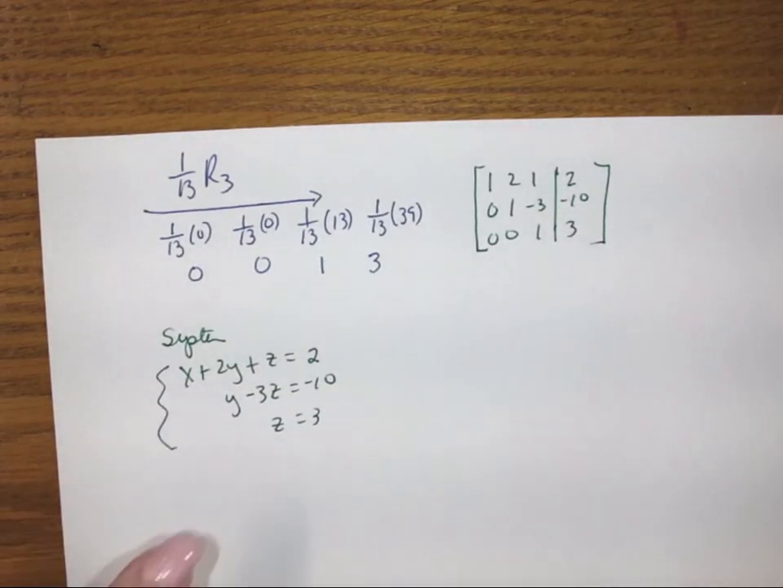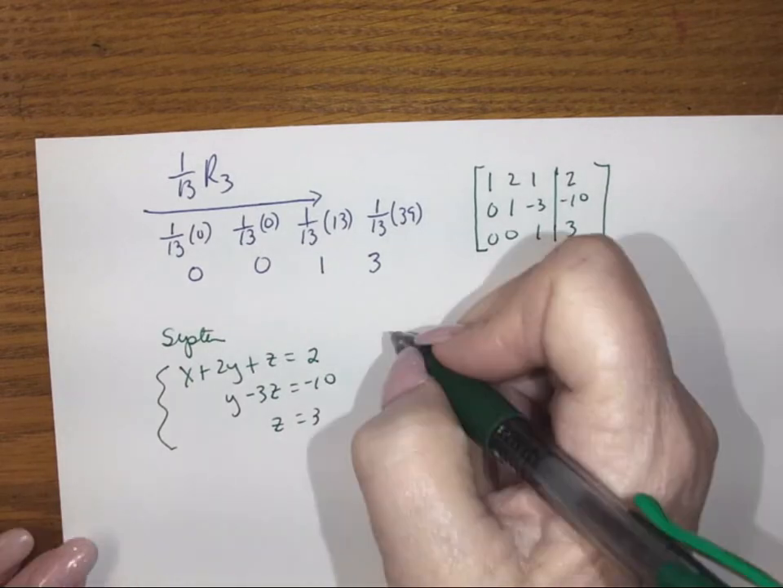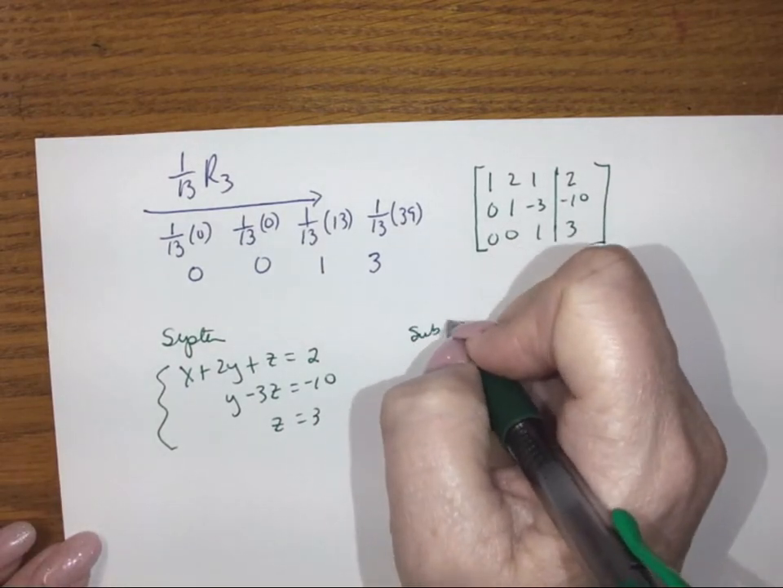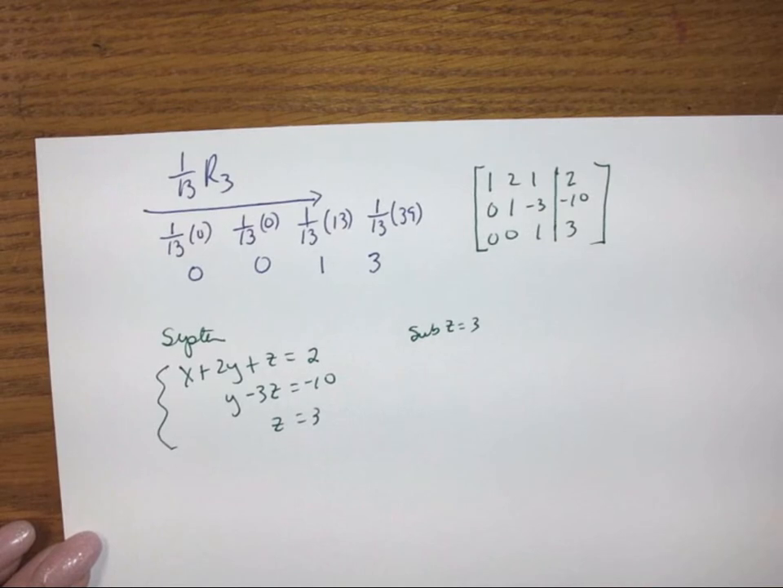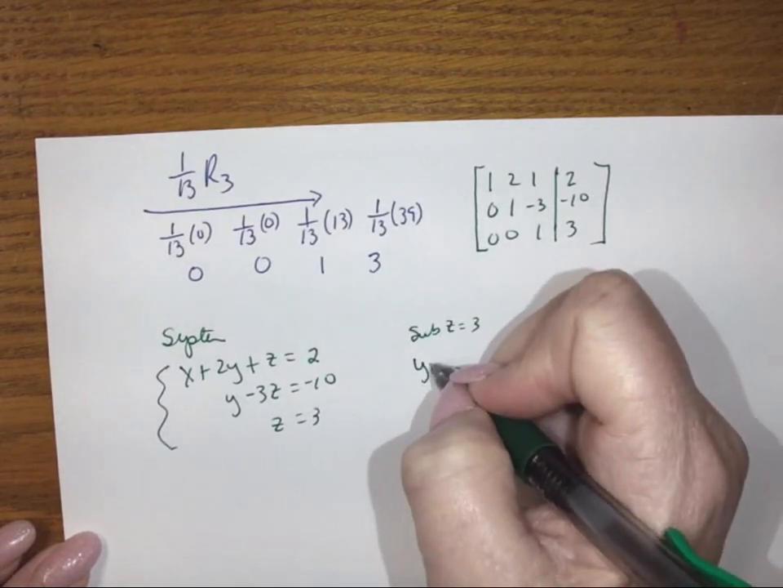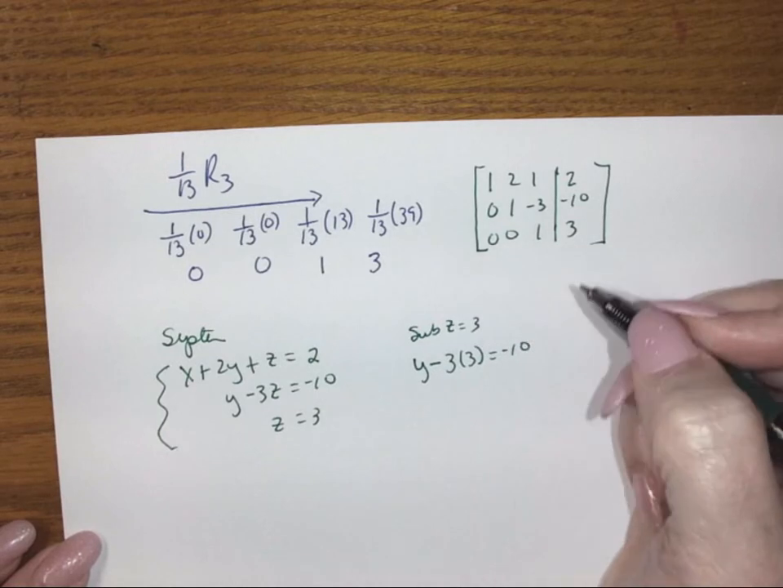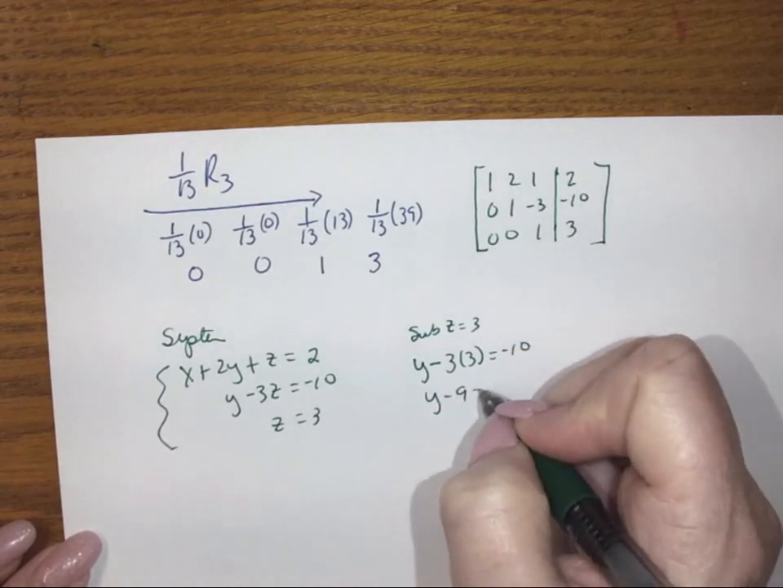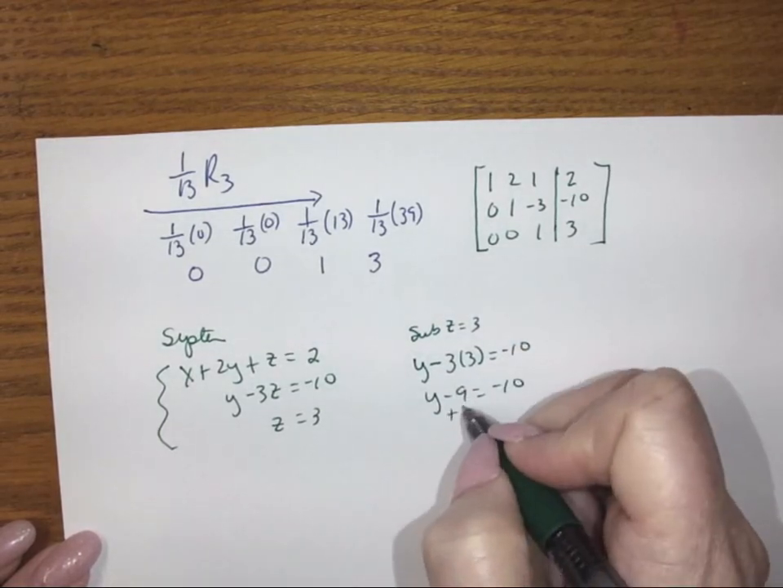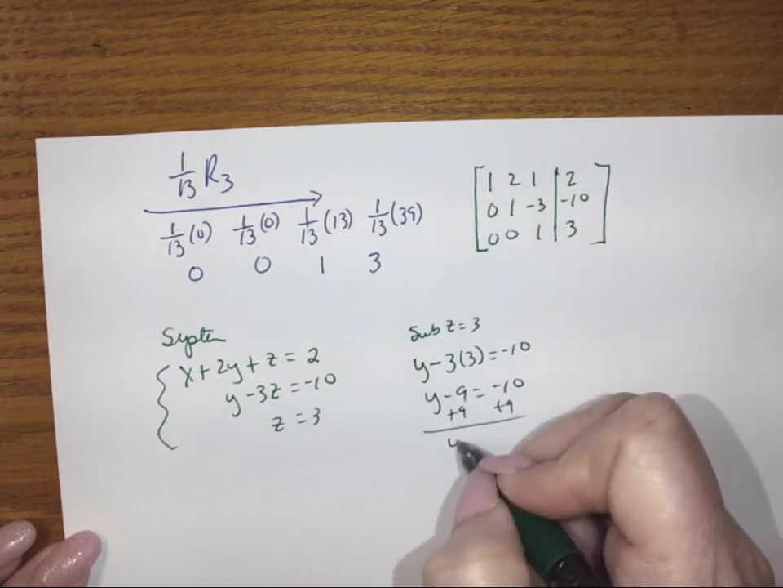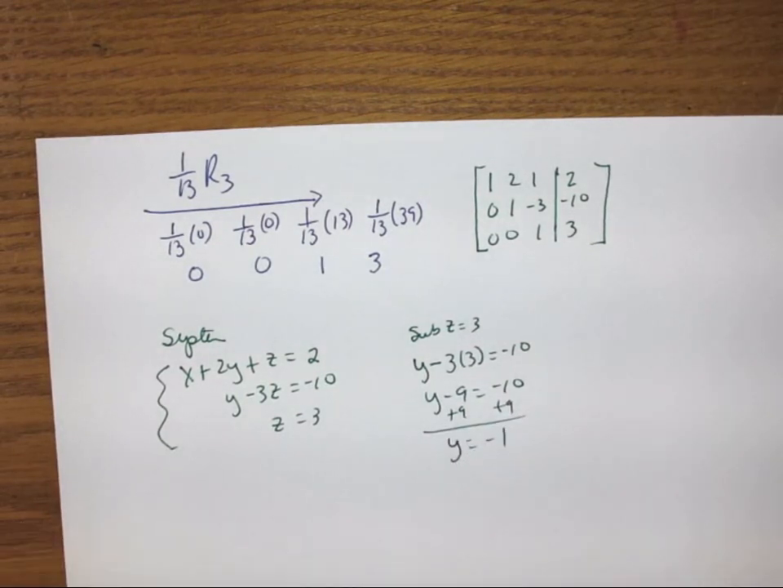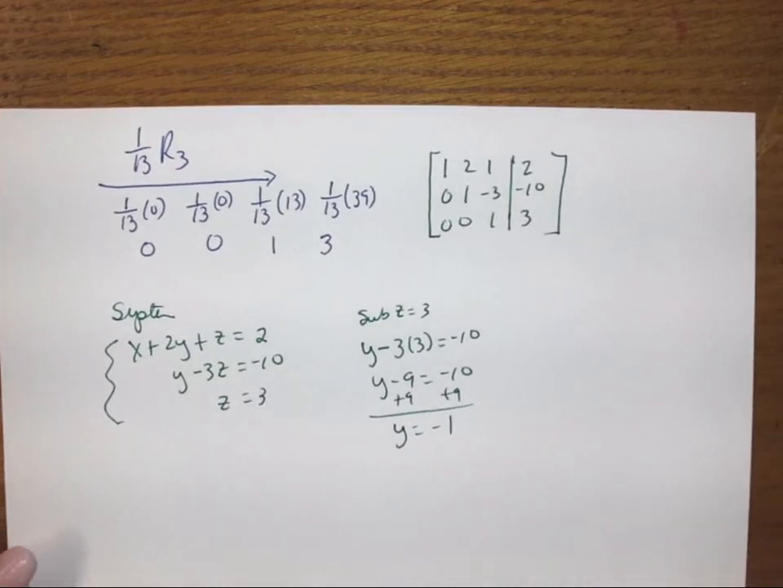We now know the value of z, so let's sub in z is equal to 3. So we'll have y minus 3 times 3 equals negative 10. So y minus 9 equals negative 10. We'll add the 9 over. We get y is equal to negative 1. So now I know z and I know y. I need to find the x.